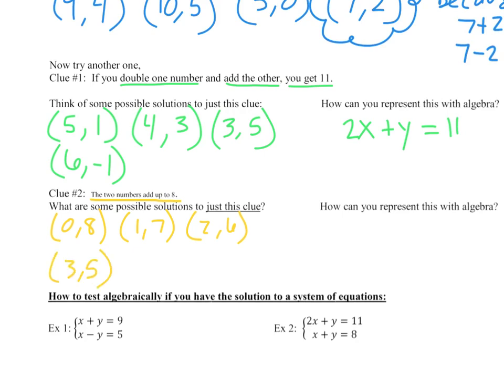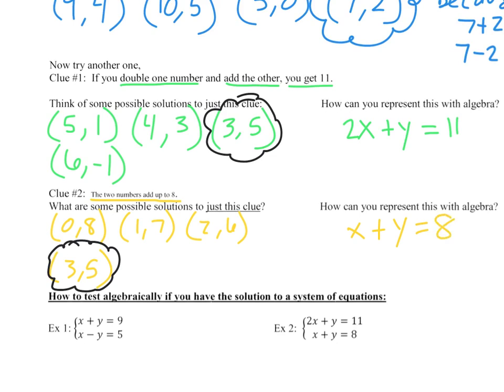And I'm noticing something right here. Notice 3, 5 is our solution for clue number 2, and 3, 5 is also a solution in clue number 1. Well, that's actually our answer. The two numbers I'm thinking of for clue 1 and clue 2 has to be 3 comma 5, because it's a solution to both clues. So how do you represent that second clue algebraically? Well, if you add the two numbers, x plus y, you get 8.